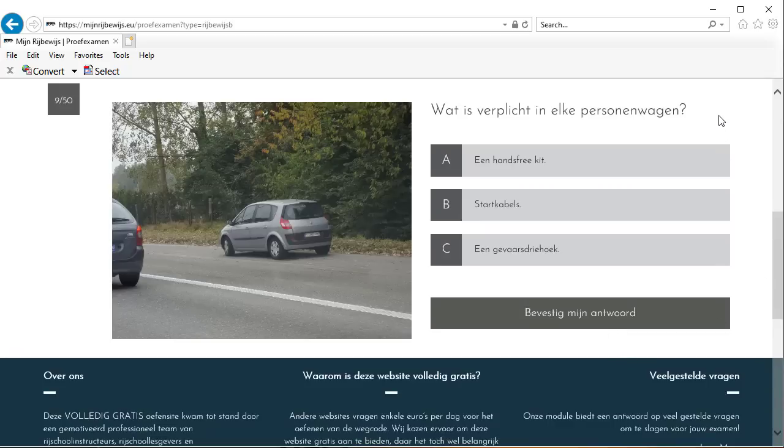What is mandatory in every car? Option A is a hands-free kit to make a call, for example, a start cable when the car breaks down, a warning triangle. The right answer is a warning triangle. There are some other mandatory things, like the fire extinguisher, the first aid kit, a warning triangle, and a fluorescent vest. So a warning triangle is one of those.